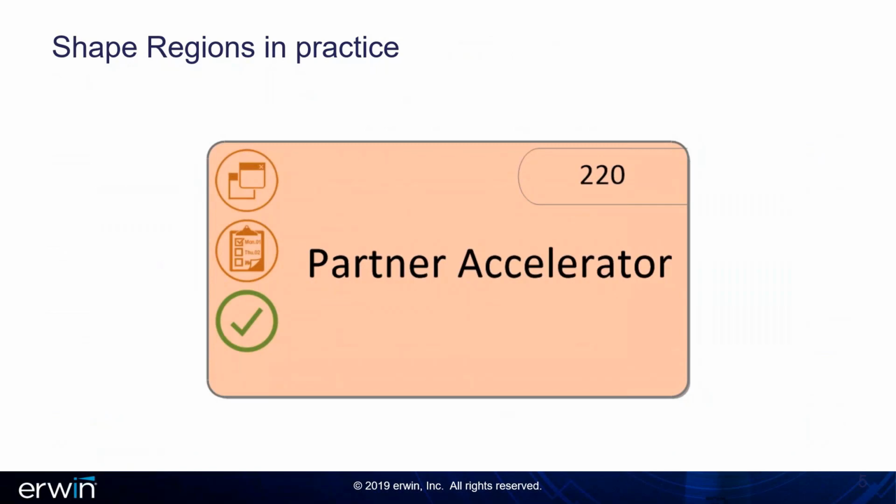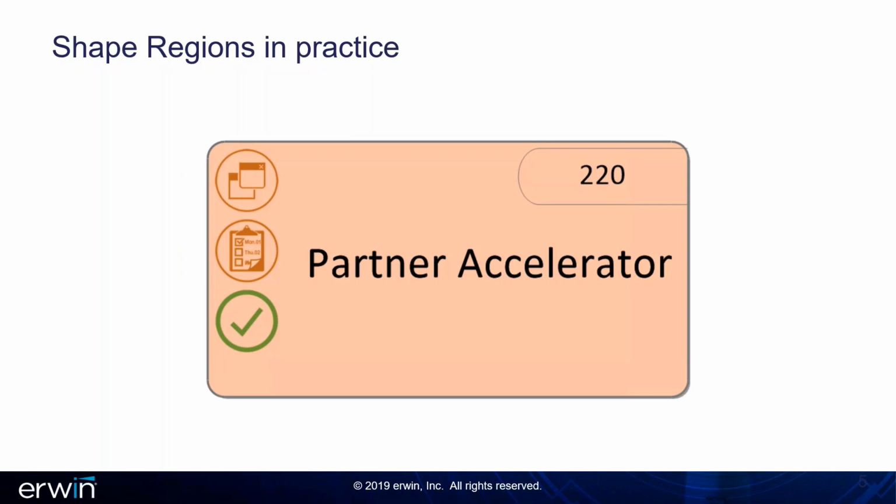Now let's talk about shape regions in practice. What you can see here is an application object called Partner Accelerator, and at a glance, you may not be sure how many things are shape regions. Maybe the obvious ones are the four, so the three icons on the left, the number 220 on the top right corner, and that's your four. There's actually 6 shape regions here.